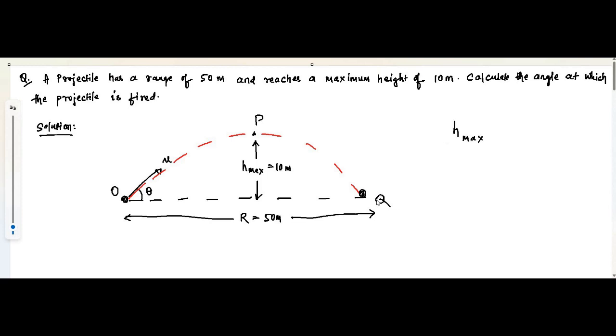The formula is very important. For this type of question you have to remember the formula. H max is given by U square sine square theta by 2G. This is the formula of H max, and the horizontal range formula is U square sine 2 theta by G.